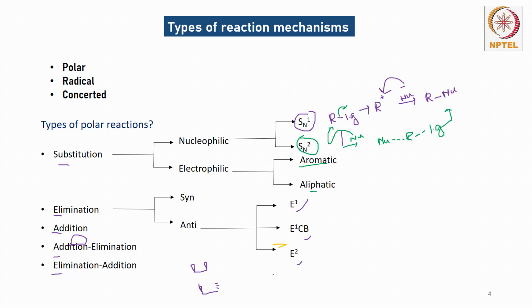Next, we talked about elimination reactions. E1 is similar to SN1, where the leaving group leaves the system first, then elimination takes place. Then E1CB. The last one is E2. E2 is similar to SN2, where the H elimination takes place in a single step. For this E2 elimination, an anti-periplanar arrangement is highly required to eliminate the leaving group from the system.